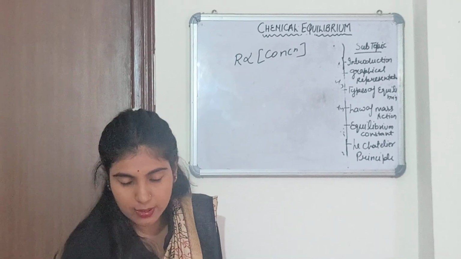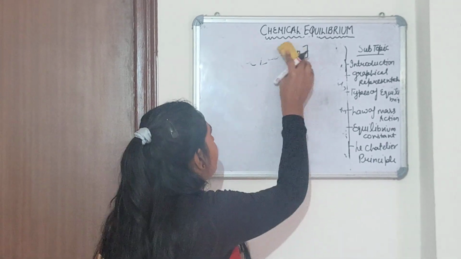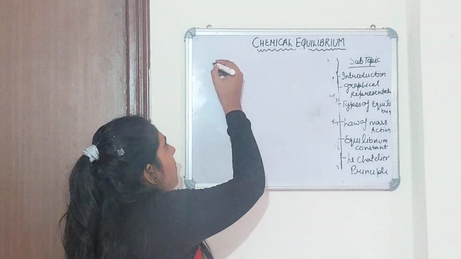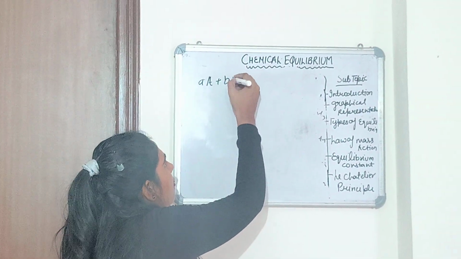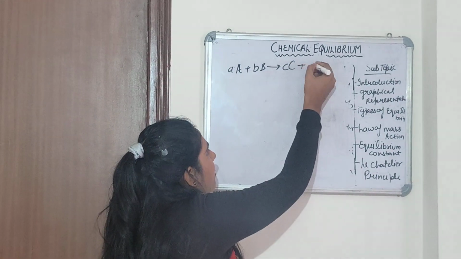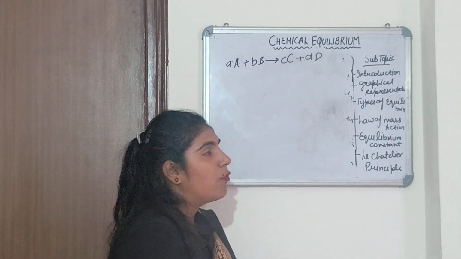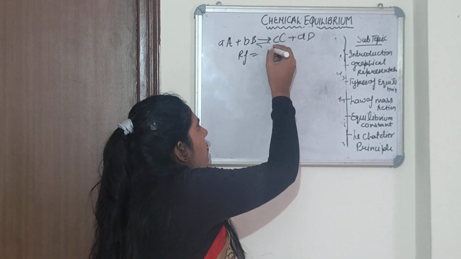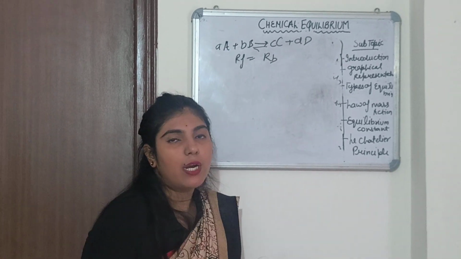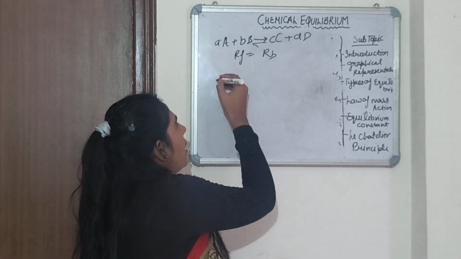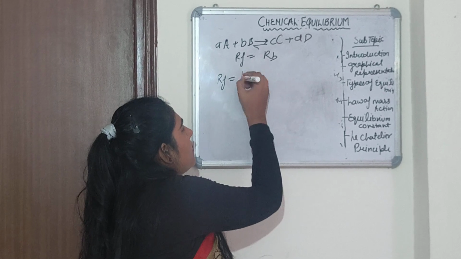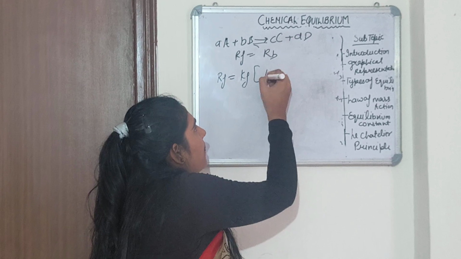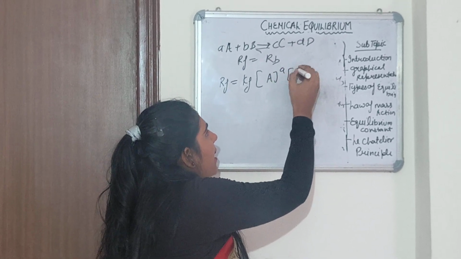Now coming to the equilibrium constant. Suppose there is a reaction: a moles of A plus b moles of B gives c moles of C plus d moles of D. Now we say that this is at equilibrium. So RF is equal to RB, which means the rate of the forward reaction is equal to the rate of the backward reaction. Now RF is equal to KF, which is the rate constant for the forward reaction, times the concentration of A and B.